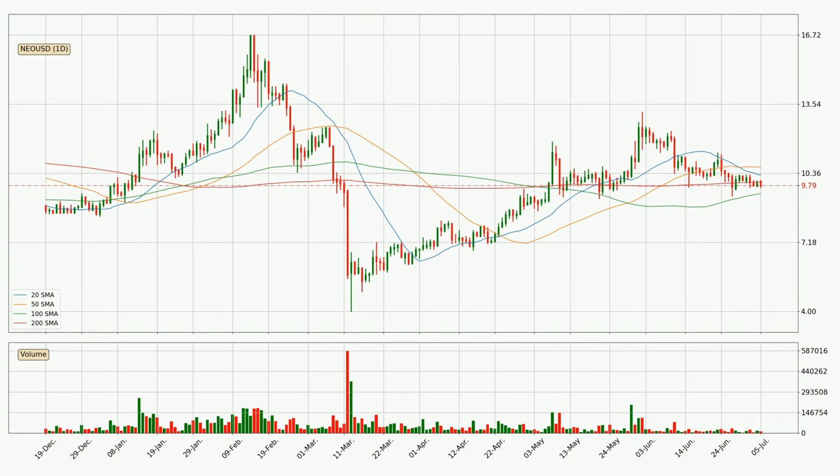Jumping to the daily simple moving averages, at the moment, the price is between the 100 and the 200 SMA. If the price bounces off the 100 SMA, which is currently at 9.42, it could be seen as a support, and the 200 SMA that is at 9.96 could be perceived as a resistance to the upside.